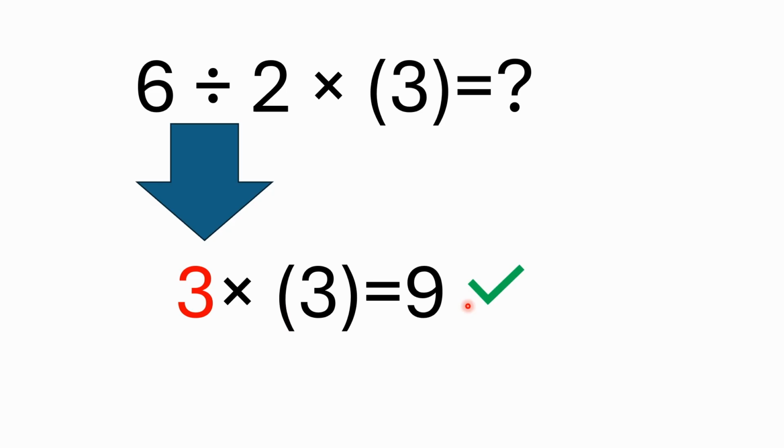Well, we don't have any of those, right? We don't. After that, we look at multiplication and division. Now, multiplication and division have equal precedence. You just solve them left to right. In this case, we have division first, 6 divided by 2, and that gives you 3. And then we're left with 3 times 3, which is 9.